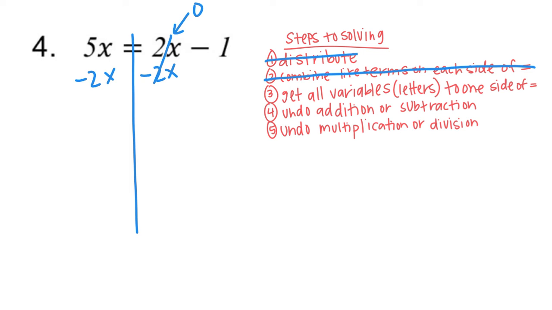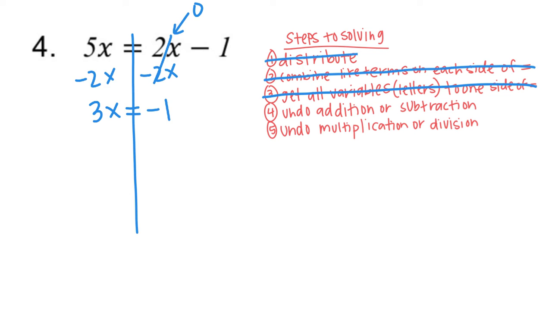5x minus 2x would leave me with 3x. And on the other side of my equals, I'm just left with a negative 1. Make sure you bring that down. So now I have all my letters to one side. I'm done with step 3.